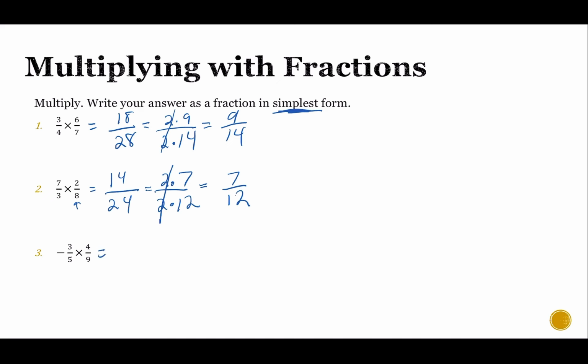Next, I have -3/5 times 4/9. That gives me -12 over 45. And I know that both of these have a factor of 3 in them. So I have -3 times 4 over 3 times 15. The 3's cancel. I'm left with -4/15.